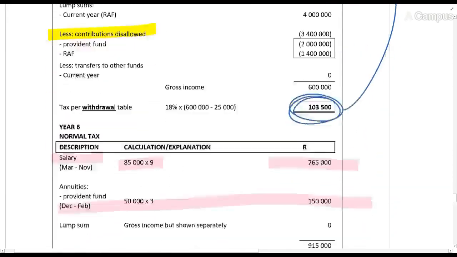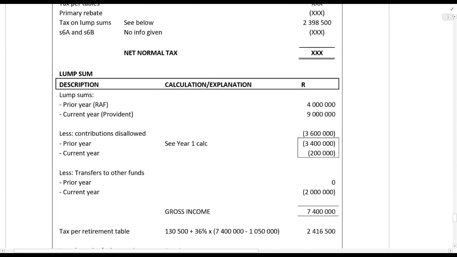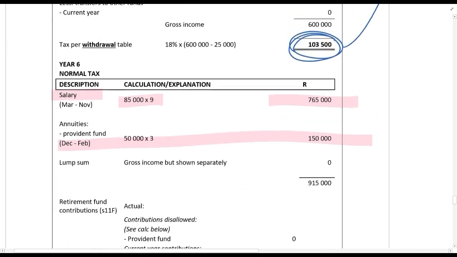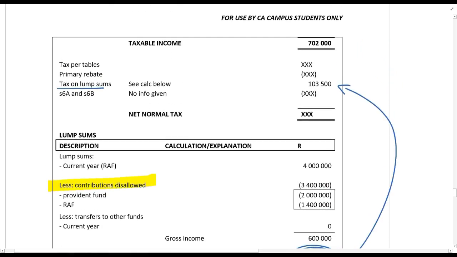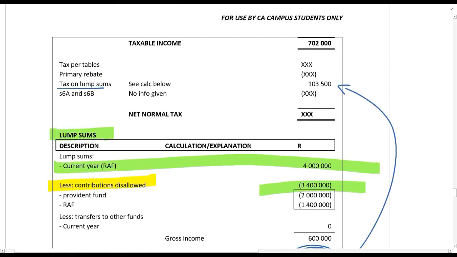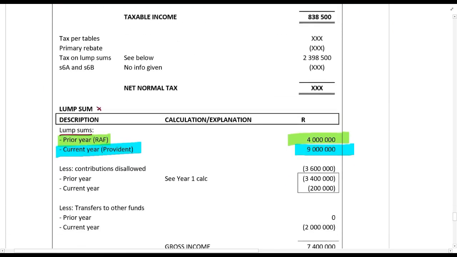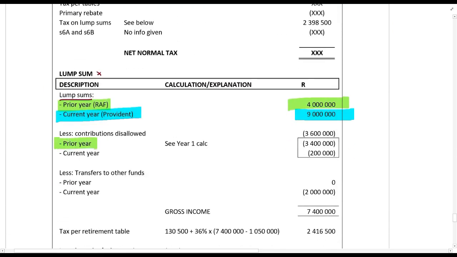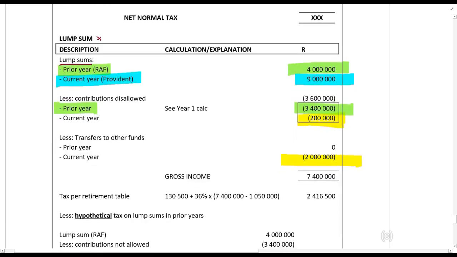Right, so now guys, we go to year 6 and look at the lump sum. So lump sum first up. In the current year, we received 9 million rands. In the past, year 1, we had the 4 million rands. So I'm just going to take you back to year 1. Remember, this is year 1. There's the 4 million, less the contributions disallowed of 3.4 million rands in year 1. There we go. So prior year, can you see? Current year, there's the 200,000 rands that we just spoke of. Less the transfers to other funds gives you the gross income.